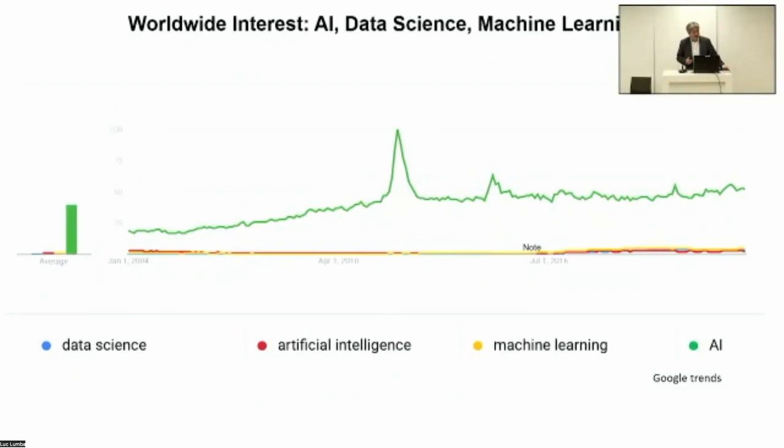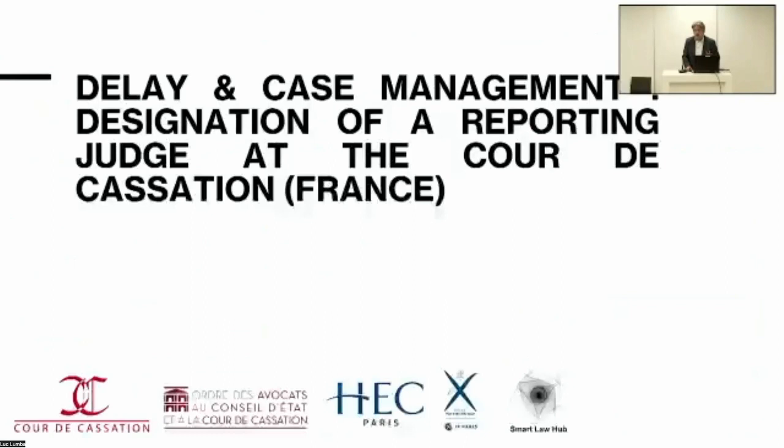So one of the ways to deal with this problem is, of course, to try to act on delays. And in order to do that, you can use artificial intelligence to improve, for instance, case management, because it takes a lot of time for the administration of justice to process the different cases. And I would like to show you some of the research we have done already with a concrete impact in France regarding this question of how we can use AI to reduce delay.